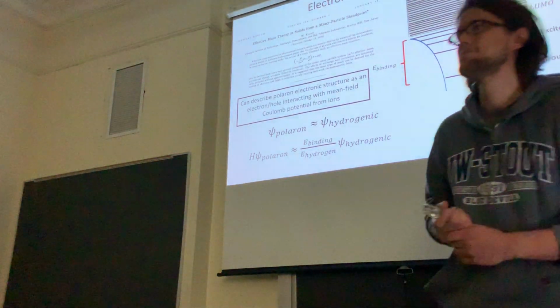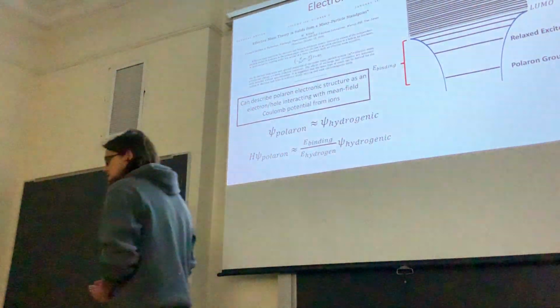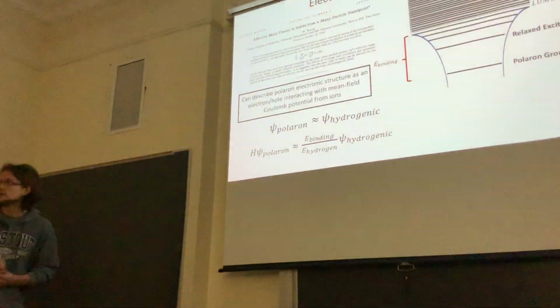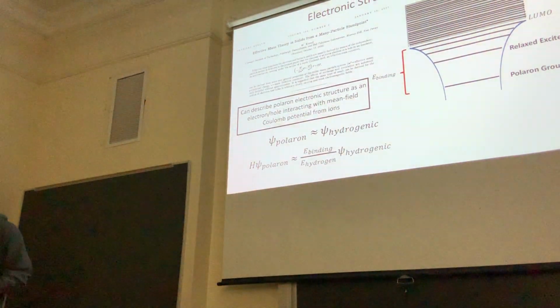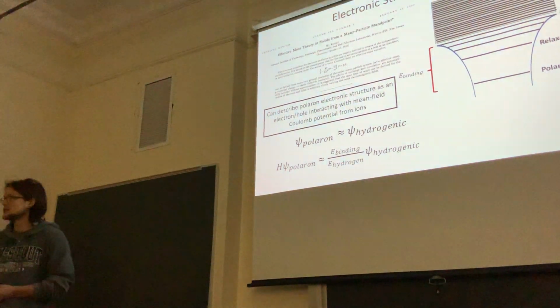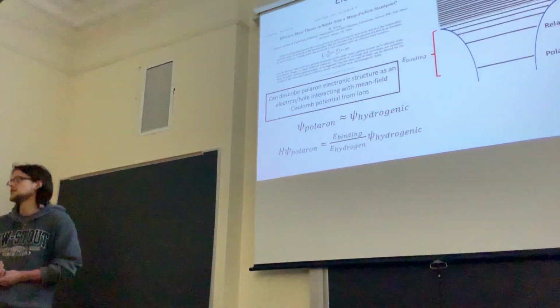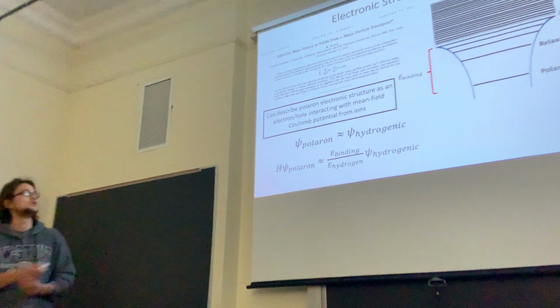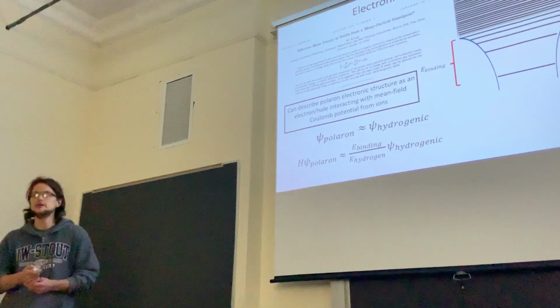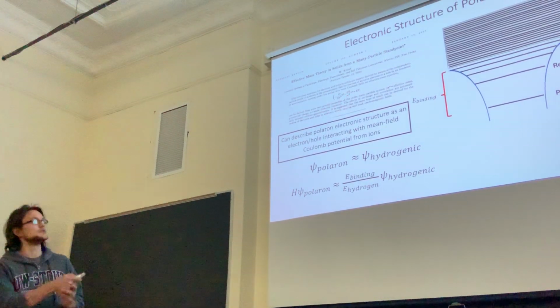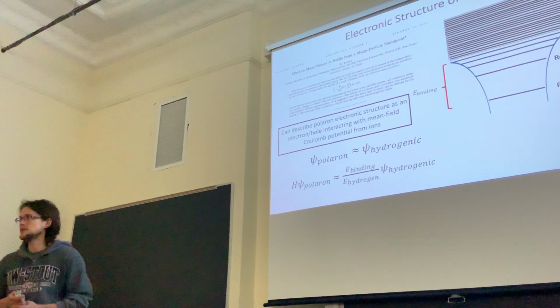So you have an electron, it polarizes the material around it. That's the polaron. Yes. And then it interacts with it. So this paper doesn't include the ionic movement, but you can think of it as, you could just do a self-consistent scheme.